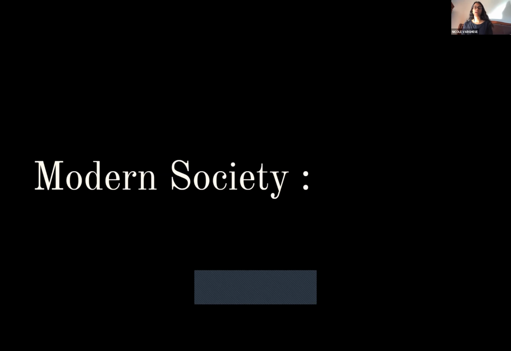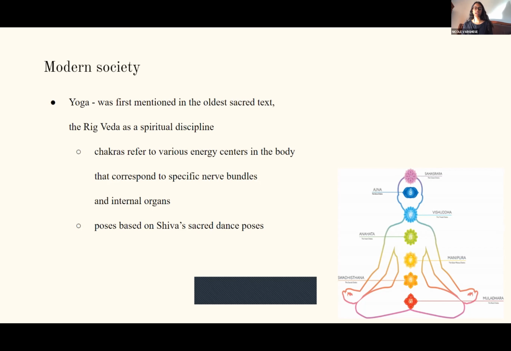When you compare Hinduism to modern society, everyone knows about yoga as a very popular practice, and it was actually first mentioned in the oldest sacred text, the Rig Veda, as a spiritual discipline for worshipers of Hinduism. And it aligns your chakras, which are the various energy centers in the body that correspond to specific nerve bundles and internal organs.